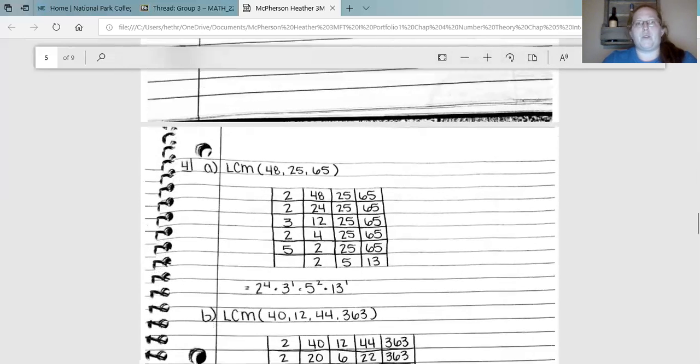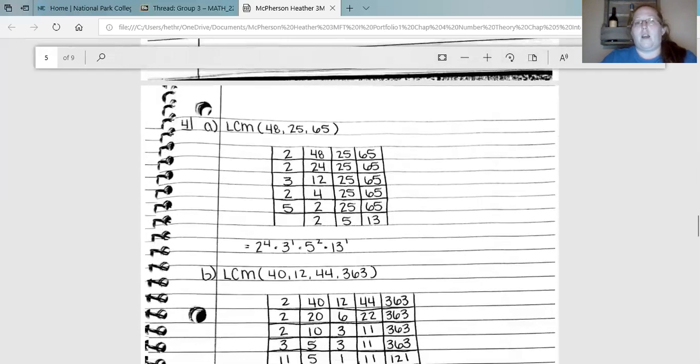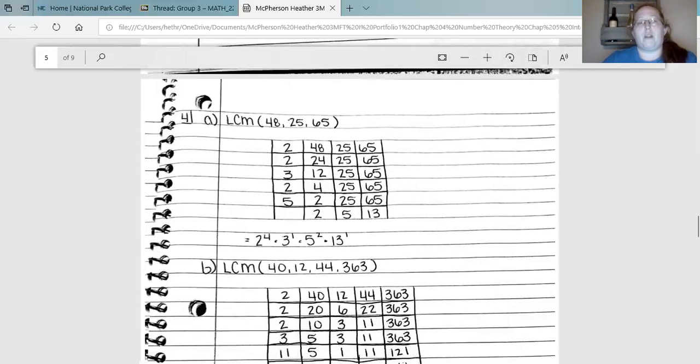Now we're going to move to the least common multiple. You have three numbers here: 48, 25, and 65. If you make a chart or a table and put 48, 25, and 65 at the very top, then you're going to start factoring it out. I always start with the lowest prime number, which is 2.